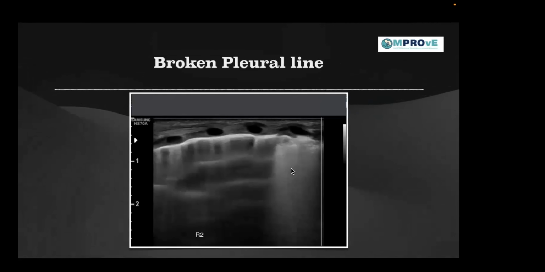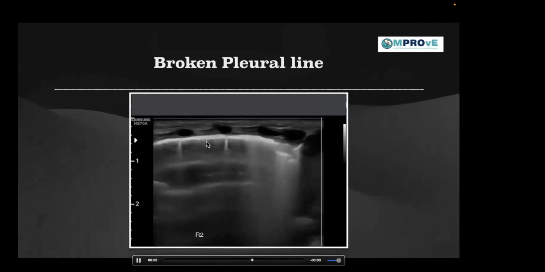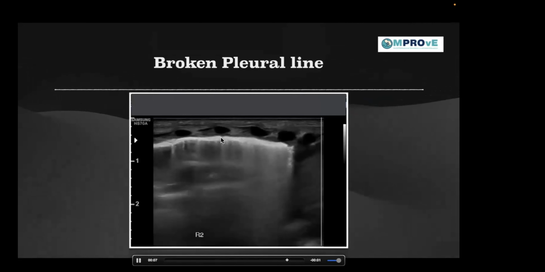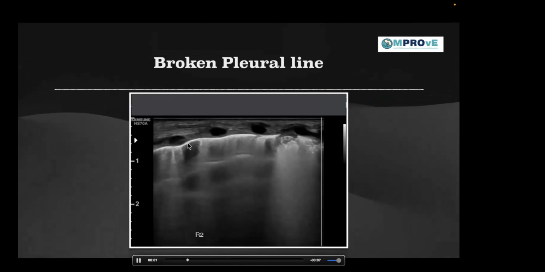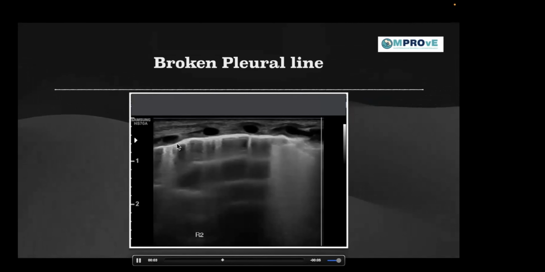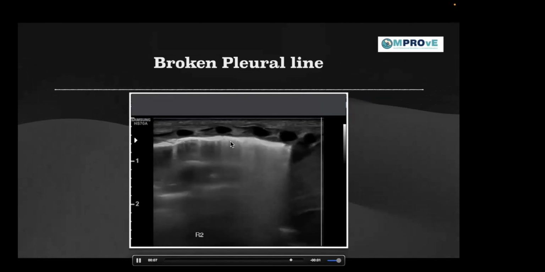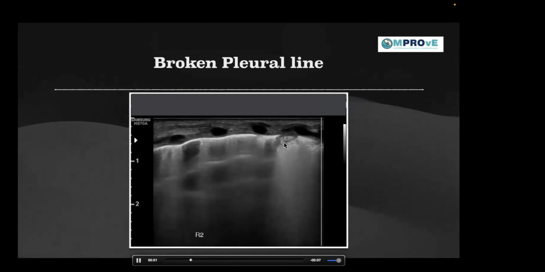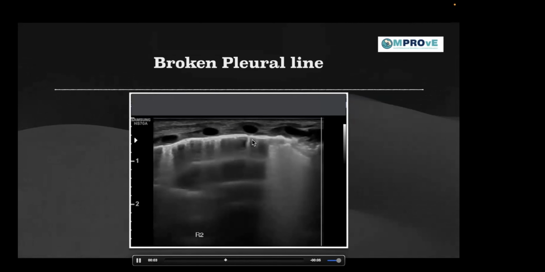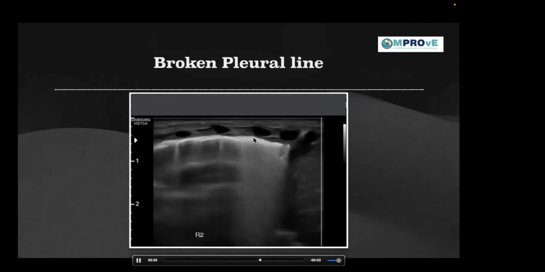Coarse and thickened pleural line, this is what I was talking about. So this is a discrete line here. It's very clear because this is a non-involved area. And when you come down here, where the pneumonic process is ongoing, you can see it is broken and it is quite thick.